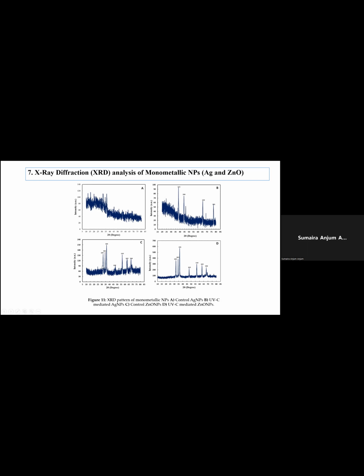While in the case of the zinc oxide nanoparticles in control, there was also background noise to some extent, but in the case of UVC mediated zinc oxide nanoparticles, there were very well defined and sharp peaks which represent the hexagonal wurtzite structure of the zinc oxide nanoparticles.